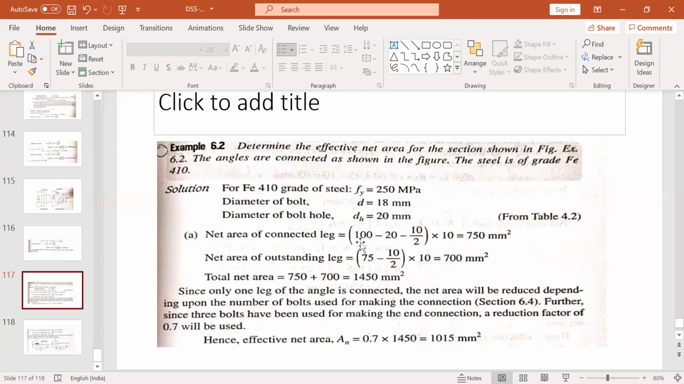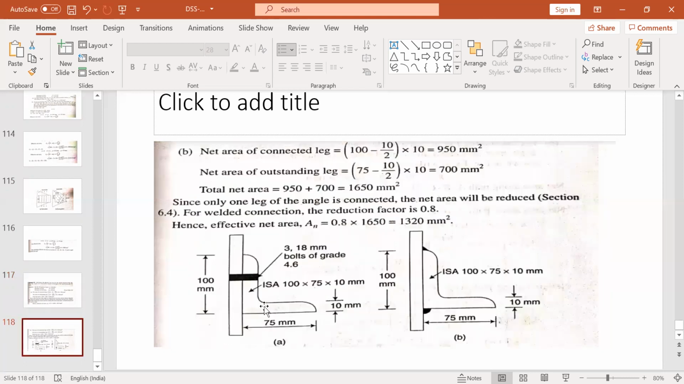18 plus 2, 20. Always remember this, how to find the net area of connected leg if it is not given in steel table. It is 100, the breadth of the section, minus the diameter dh: b minus dh minus t by 2, thickness by 2. Why is it thickness by 2? Because this is the thickness, but you are not calculating up to here. You are calculating up to here, midpoint of this thickness. For this case also you are finding up to here. So you have to subtract 10 by 2. Okay, half the thickness you have to take.